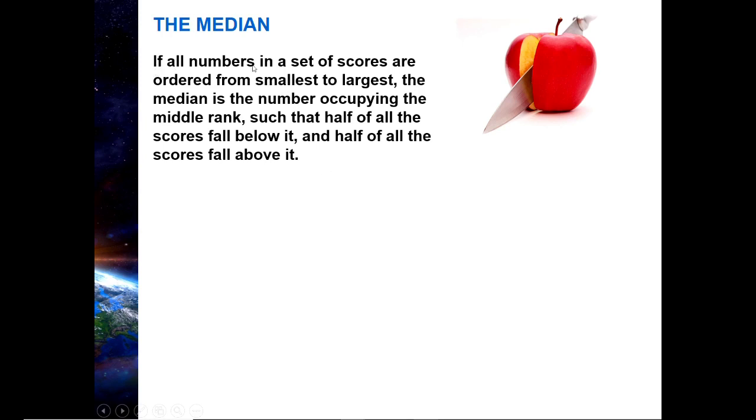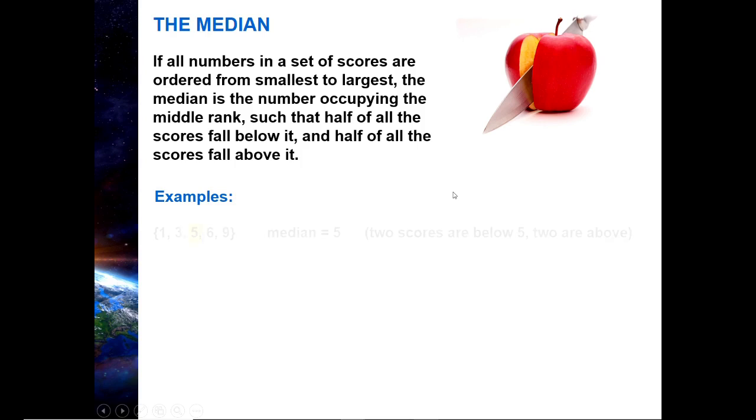So if all the numbers in a set of scores are ordered from smallest to largest, the median is the number occupying the middle rank. So it's the middle score, such that half of the numbers fall below it and half fall above it, right? It's splitting them right down the middle.